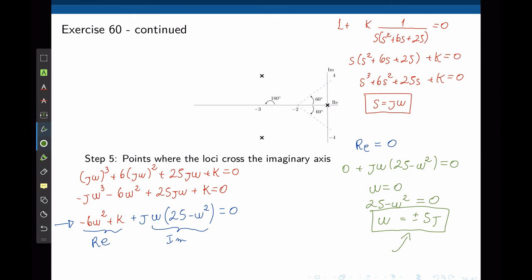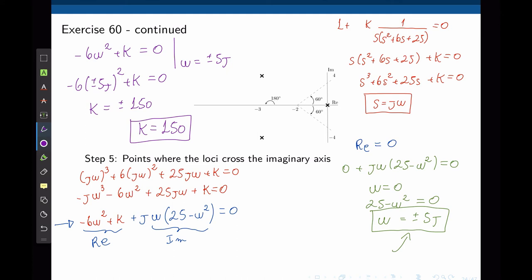There is additional information that we can take from this. We now know that when omega, the frequency, is plus minus 5j, we cross the imaginary axis. If we are able to find the value of k when we cross the imaginary axis, we are basically determining the maximum value of k before the system becomes unstable. How do we find k? We know that when omega equals plus minus 5j, the real part is 0, which means that negative 6 omega squared plus k is 0, when omega is plus minus 5j. Now replacing it here, negative 6 times (plus minus 5j) squared plus k equals 0. Solving for k, we get k equals plus 150. This is the maximum gain before instability. That's the value of k that will bring the poles to the imaginary axis.